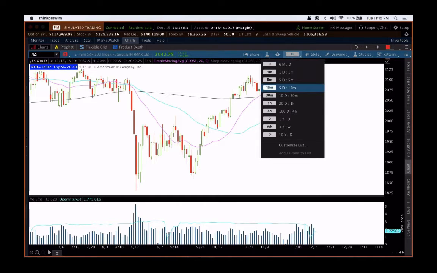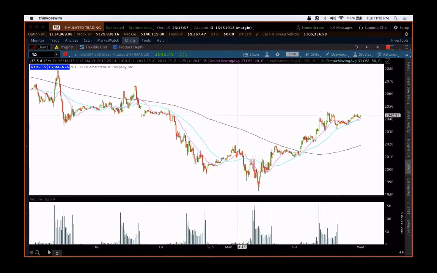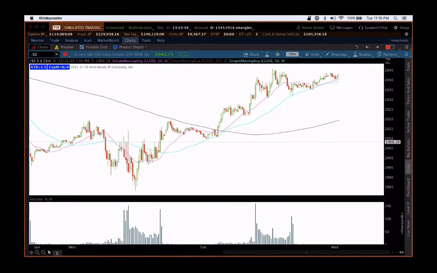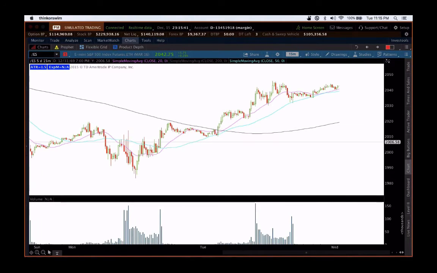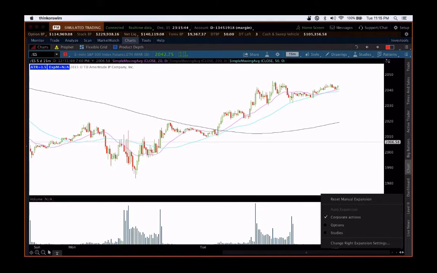If we were to drop that down into, say, a 15-minute time frame, kind of zoom in here, and let me go increase the margin out there, change the right expansion a little bit.